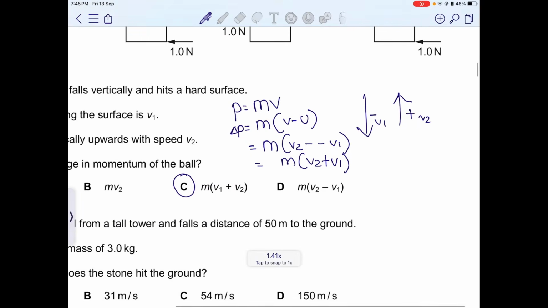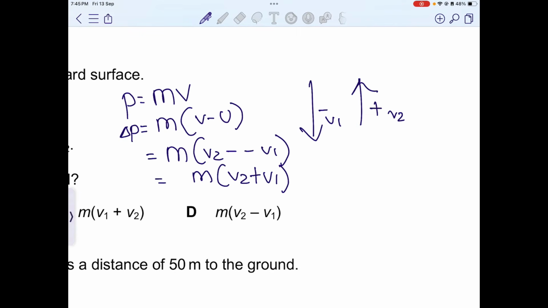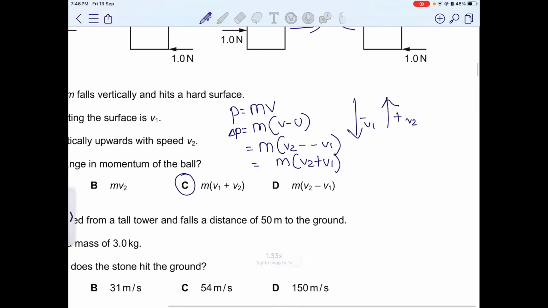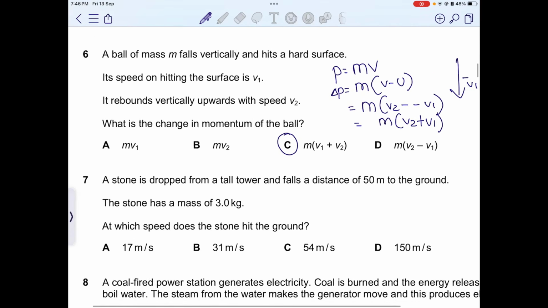I'm going to repeat myself here if you haven't understood. Momentum is mass into velocity. Change in momentum is mass into v minus u, where v represents the final velocity and u represents the initial velocity. If you take the final as upwards, because it is moving up, and take that value as positive, then when it's coming down the value is negative, because velocity involves direction. So v2 is positive and v1 is negative. Since they are in opposite directions, v2 minus negative v1, and minus minus becomes plus, so the correct answer would be that.